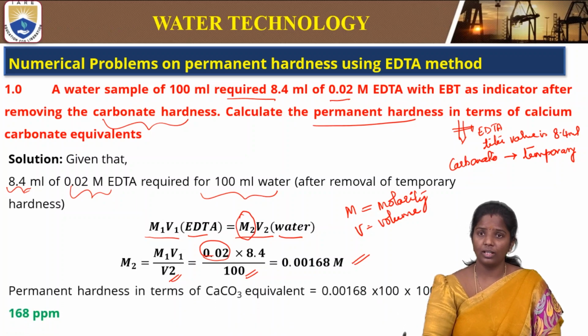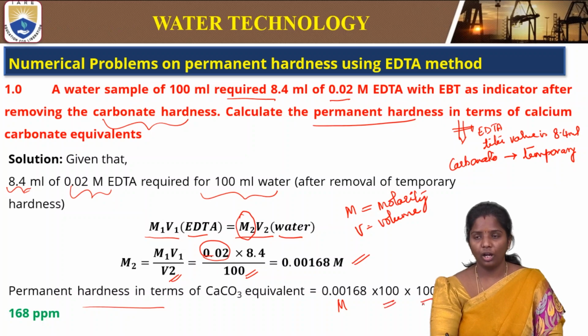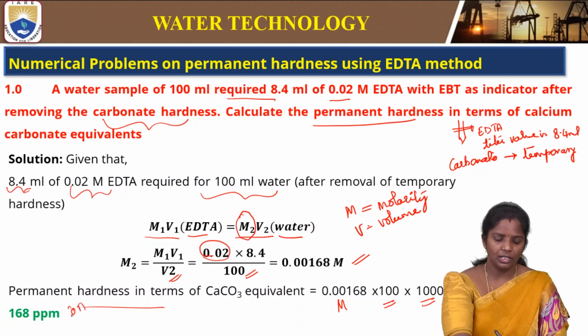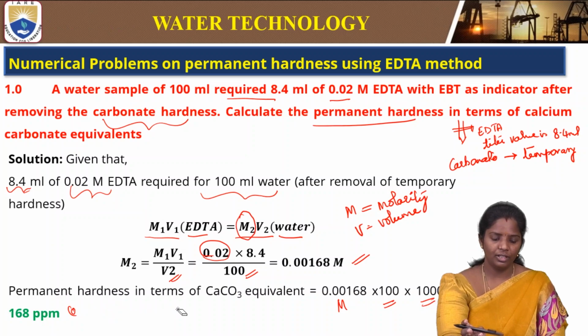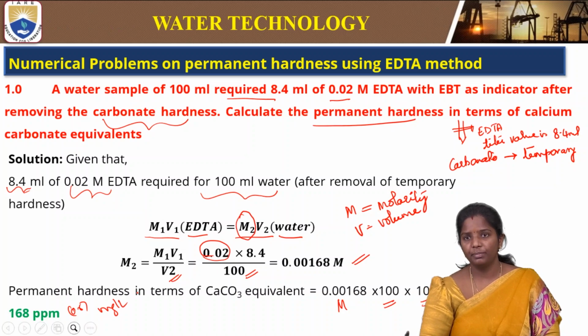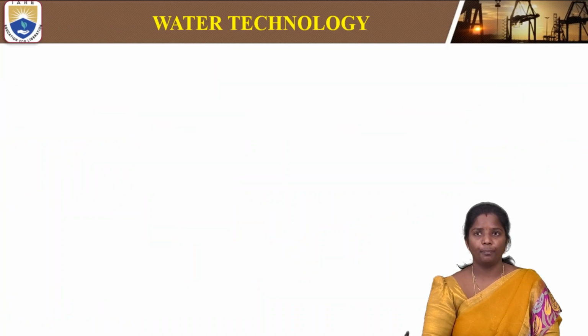0.00168 molar. So this is the concentration of hardness causing salts present in that particular water sample. Now we will calculate the permanent hardness. It is nothing but the molarity into 100 into 1000, which gives 168 ppm or mg per liter. We can write it either as mg per liter or ppm, parts per million. So this is how we calculate the permanent hardness in terms of calcium carbonate equivalence.